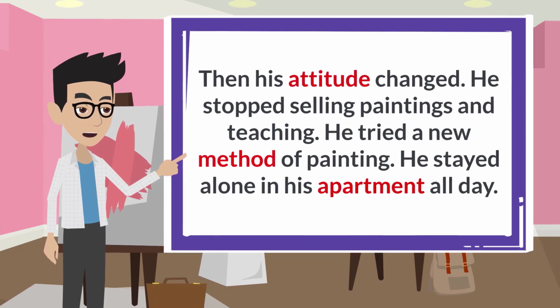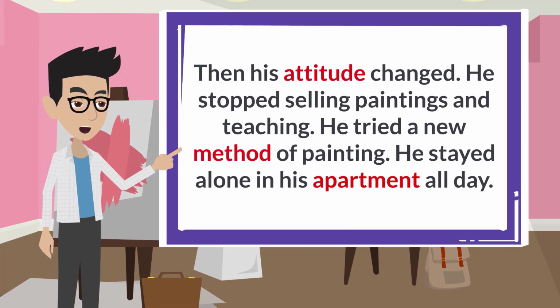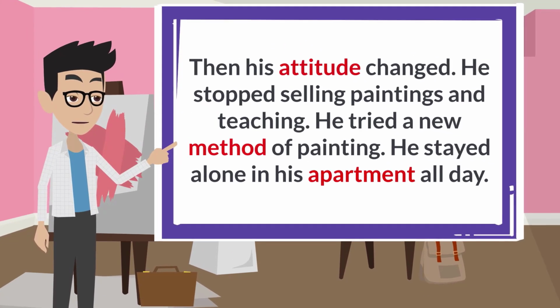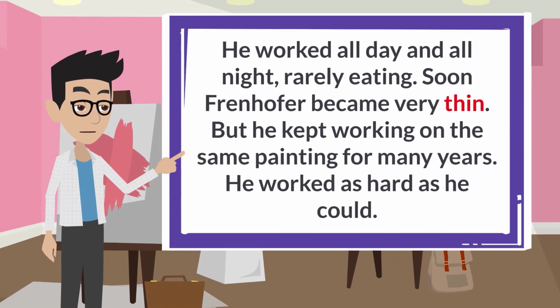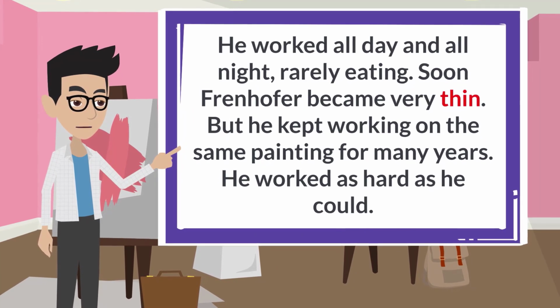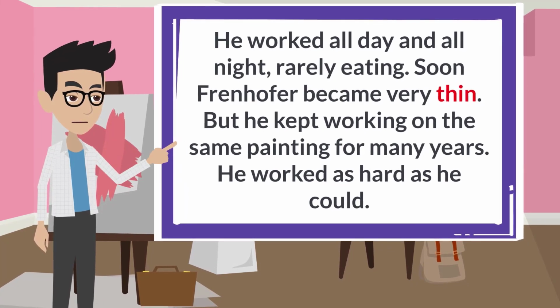Then his attitude changed. He stopped selling paintings and teaching. He tried a new method of painting. He stayed alone in his apartment all day. He worked all day and all night, rarely eating. Soon Fraunhofer became very thin, but he kept working on the same paintings for many years. He worked as hard as he could.